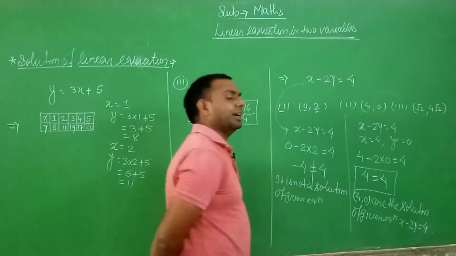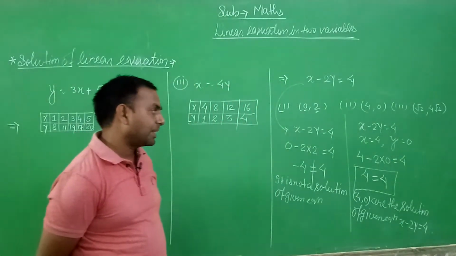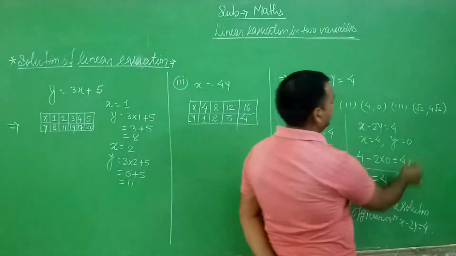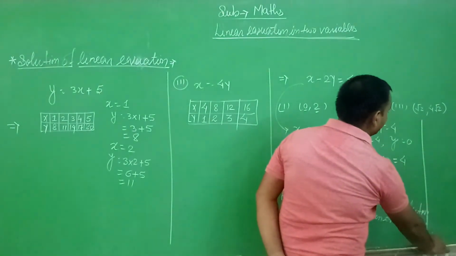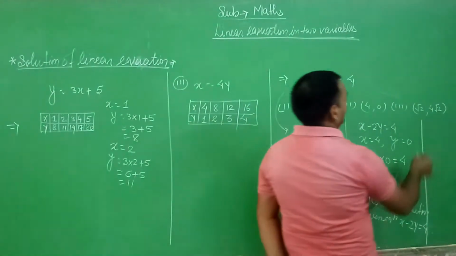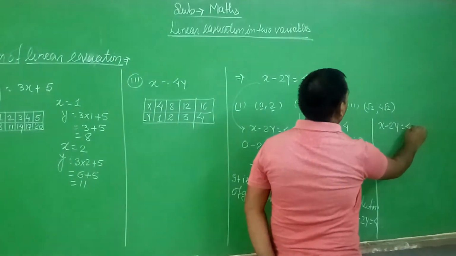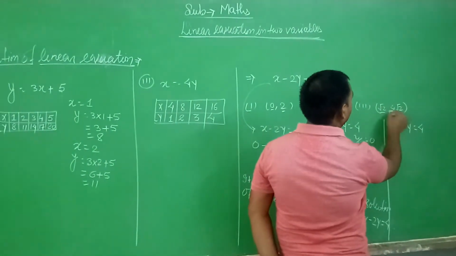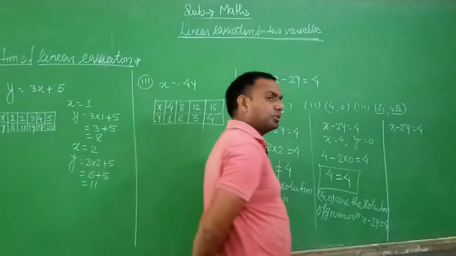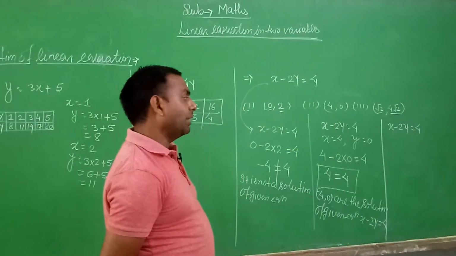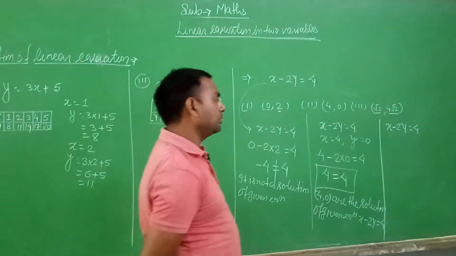Okay, so you can do this very easily. In the third condition, you first write down the equation x minus 2y is equal to 4. You put in the values of x and y. The value of x is root 2 and the value of y is 4 root 2.